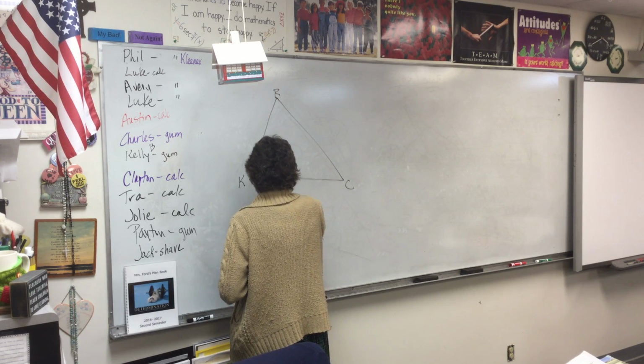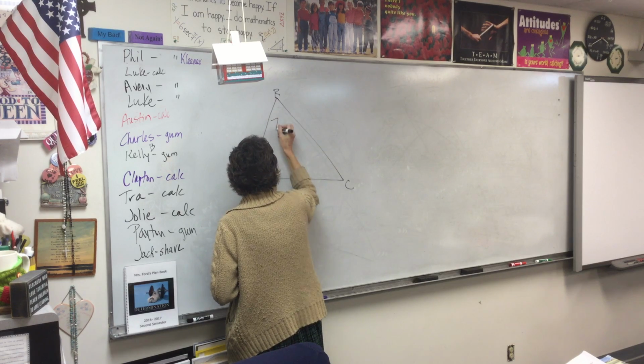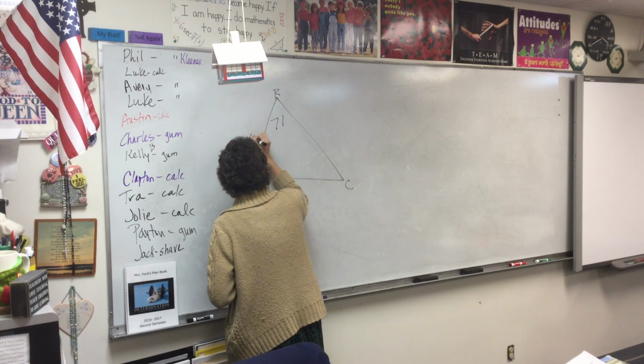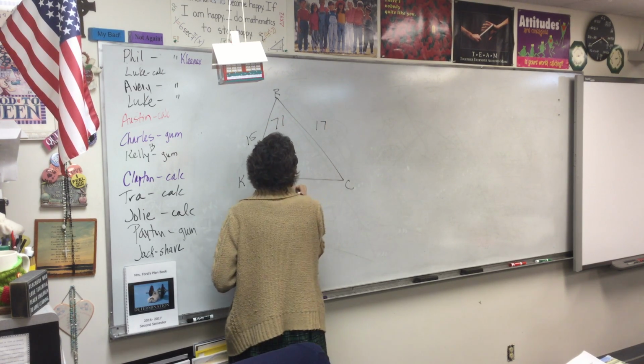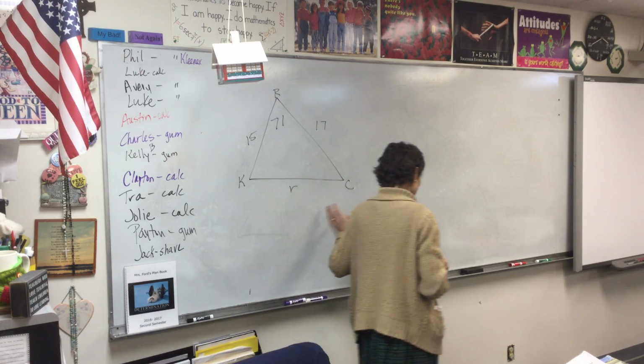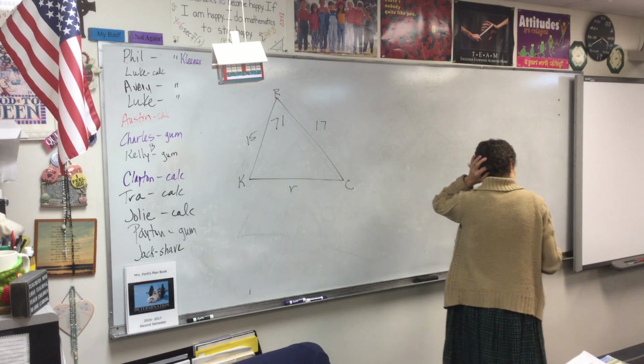Alright, let's say this is 71, 15, 17. Find side R. Alright, there's your first problem. Find side R.